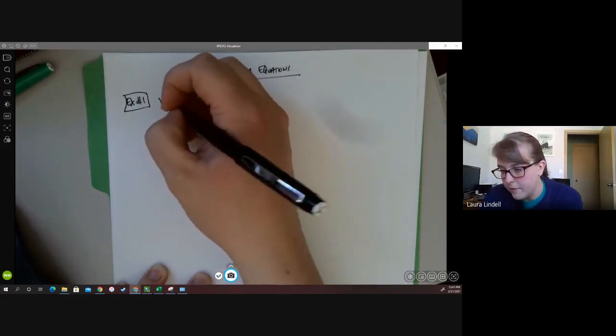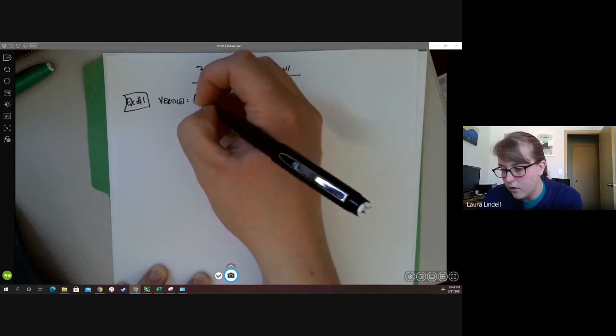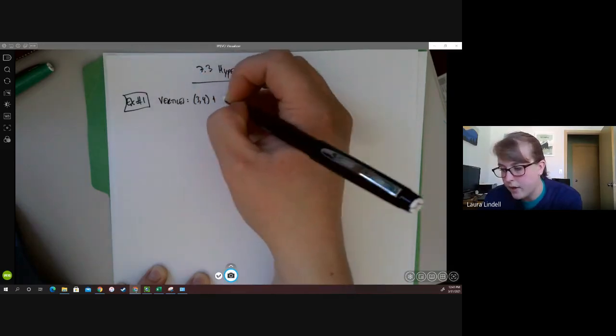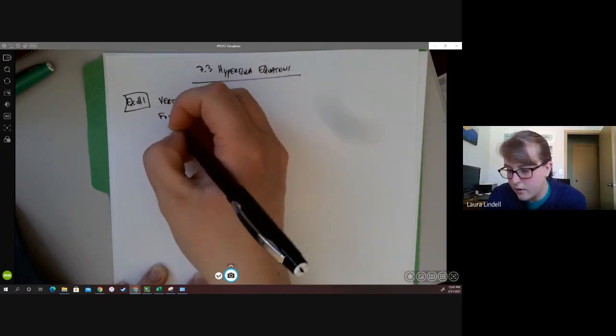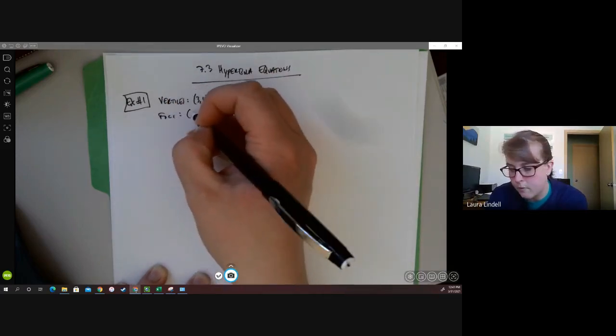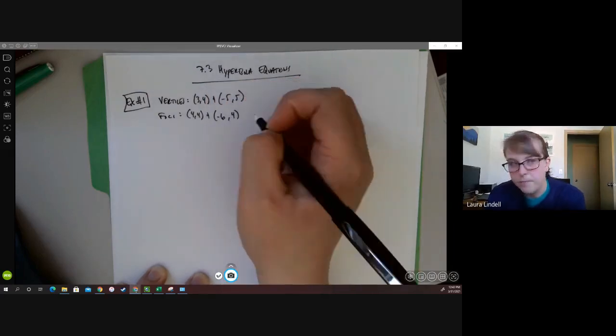So example 1. We are going to be told that the vertices are 3, 4 and negative 5, 4. And the foci are 4, 4 and negative 6, 4.